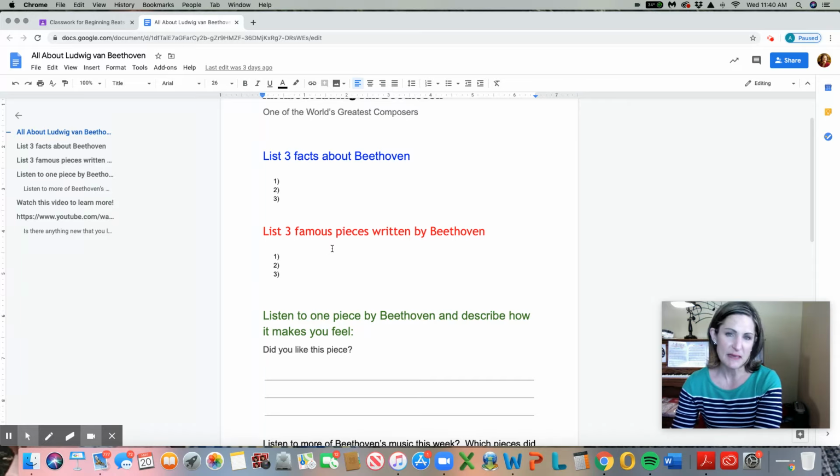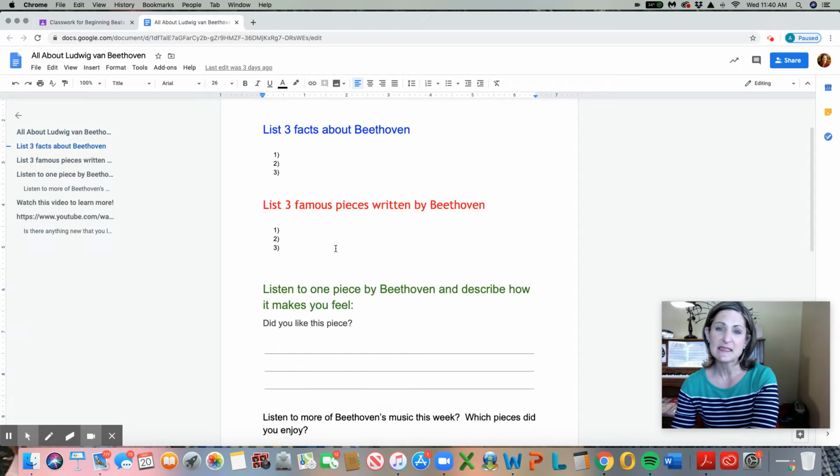It'll let me know what you listen to, and I can also make those shareable for other students so they get an idea of some different things to listen to, and we'll even get to see then if some of you pick the same things.